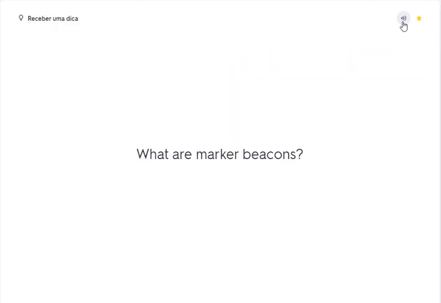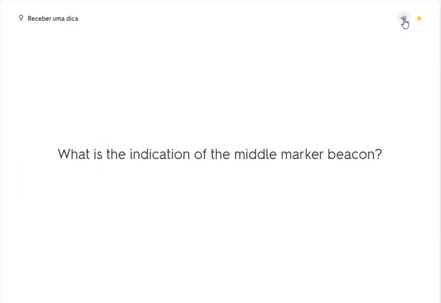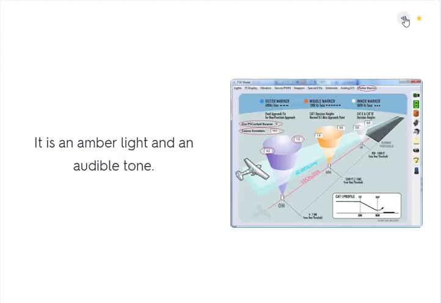What are marker beacons? Part of the ILS system and are used to indicate the aircraft position on the approach to the runway. What is the indication of the middle marker beacon? It is an amber light and an audible tone.